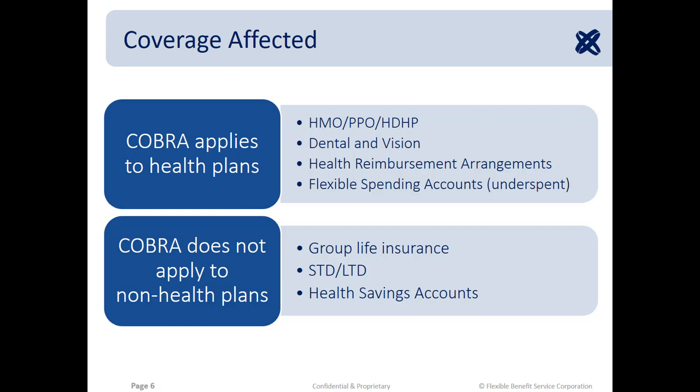COBRA only applies to employer-sponsored health plans, which includes HMOs, PPOs, and high-deductible health plans. It also applies to dental and vision plans, health reimbursement arrangements, and flexible spending accounts that have been underspent, meaning that the employee has contributed more through payroll deductions than he's been reimbursed from the plan. COBRA does not apply to group life insurance, short or long-term disability, or health savings accounts.